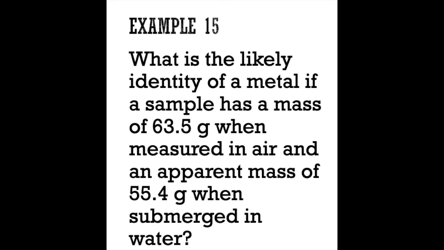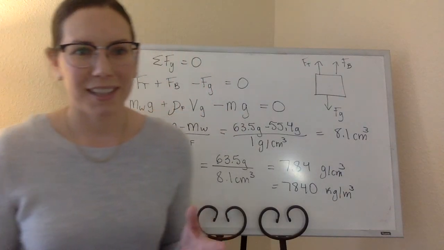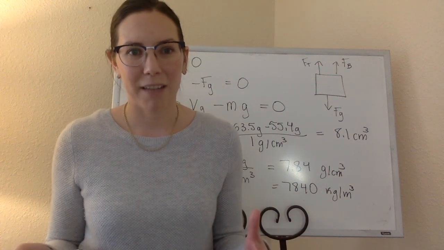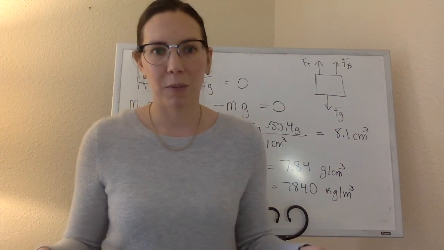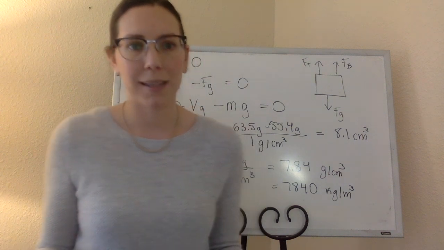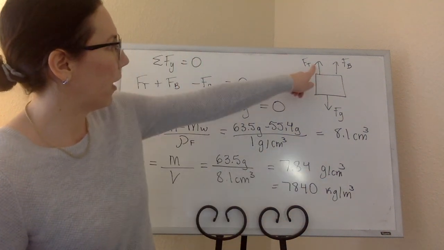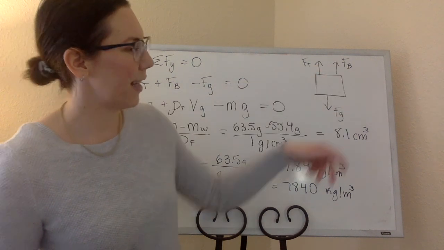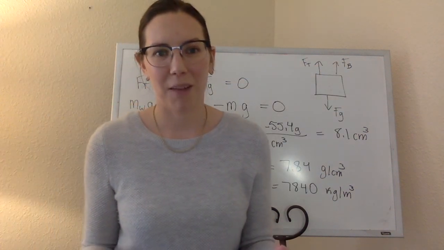What is the likely identity of a metal if a sample has a mass of 63.5 grams when measured in air and an apparent mass of 55.4 grams when submerged in water? Okay, so this looks really similar to the previous example. We need some kind of scale force to measure the mass of the object, and since it's submerged in a liquid, I think it makes sense to think about a spring scale again. So our apparent weight force will be this tension. The buoyant force is upwards, and then the weight is downwards on the object.